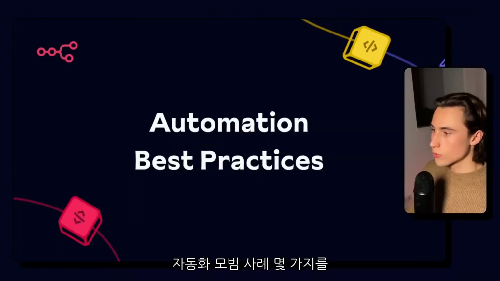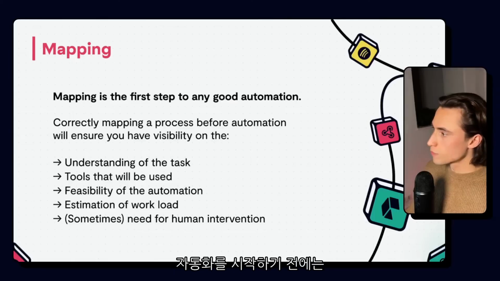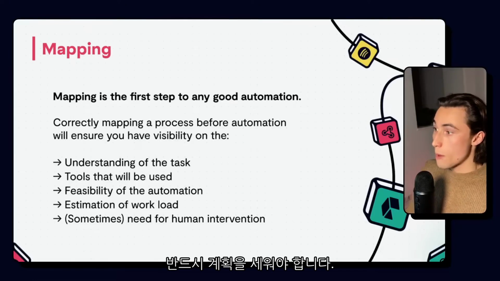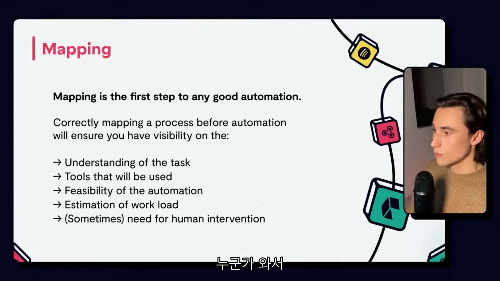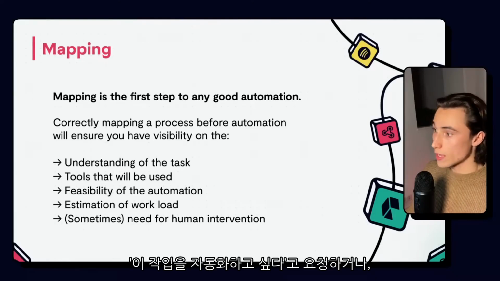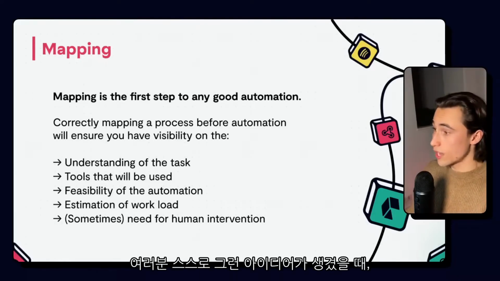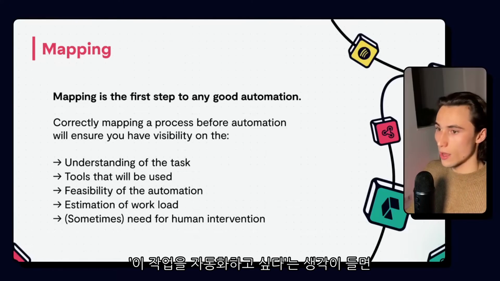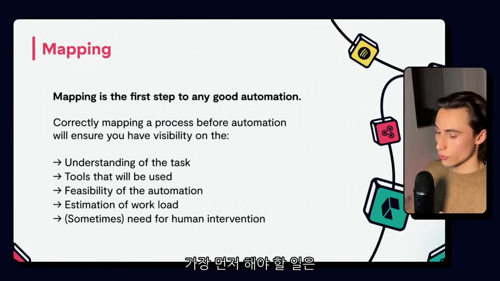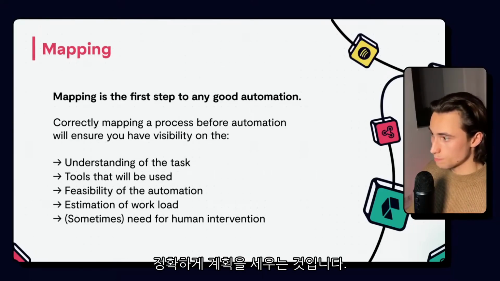I'd like to quickly cover some automation best practices. Before starting any automation, you need to make sure that you are mapping it out. So when someone is going to come to you and ask, I would like to automate this task, or if you have an idea, I would like to automate this task, the first step that you're going to want to do is map it out.